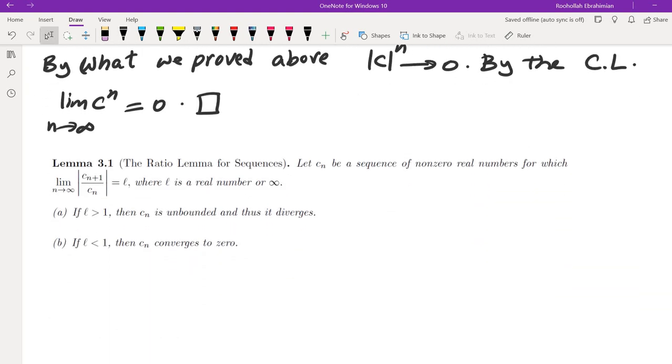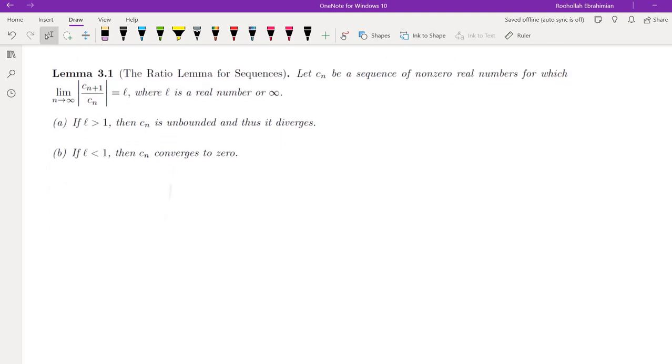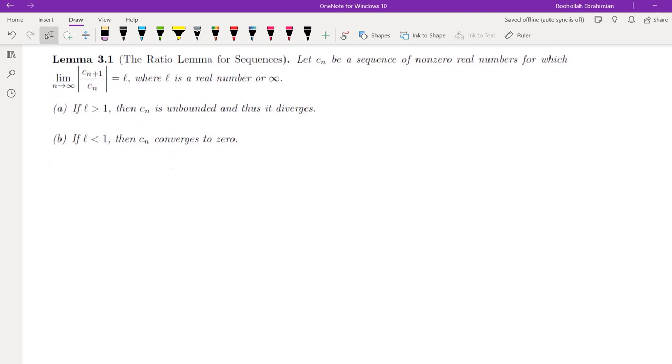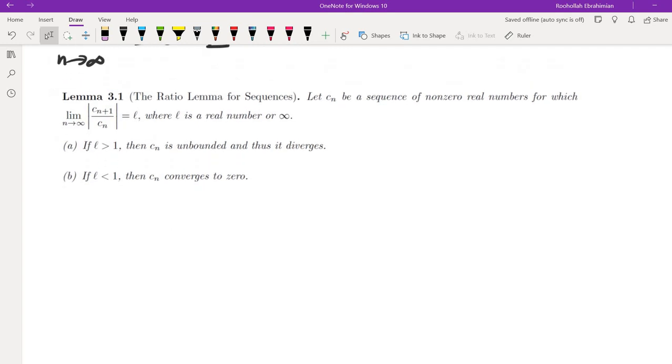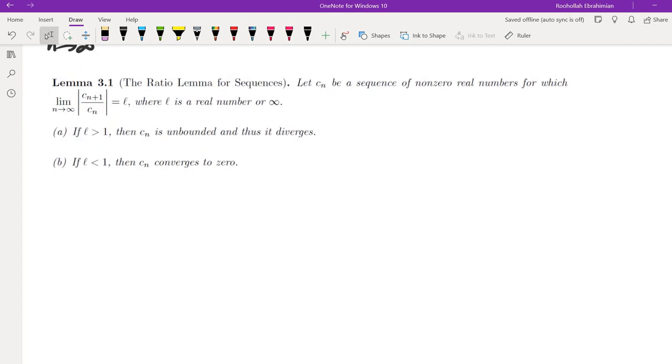Okay, so we're going to move on to the next theorem. This is also an application of the completeness axiom. It follows from the example that we did above. First, what is this theorem, or I guess lemma, and next, how do we prove it? This one is called the ratio lemma for sequences. So what does it tell us?